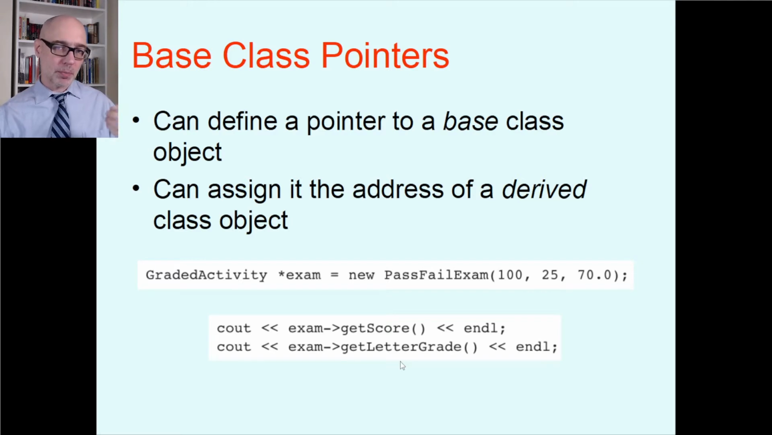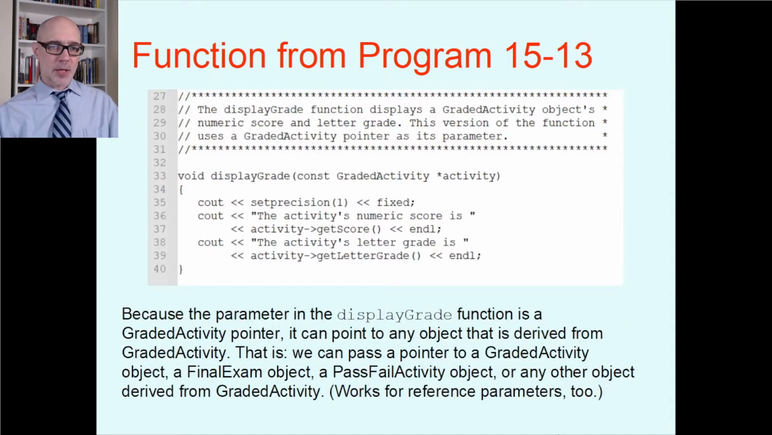Now remember, those are both public functions that were originally defined in the graded activity class. Again, if you go back and look at that example, get score was defined in graded activity, and get letter grade was defined there originally. Every single object in the entire class hierarchy has these public functions. So it makes sense to call them on that pointer. And of course, every graded activity has those functions, and this totally works. Now, there are a lot of details we should think about, exactly how does that work after all, but it makes sense, I think.